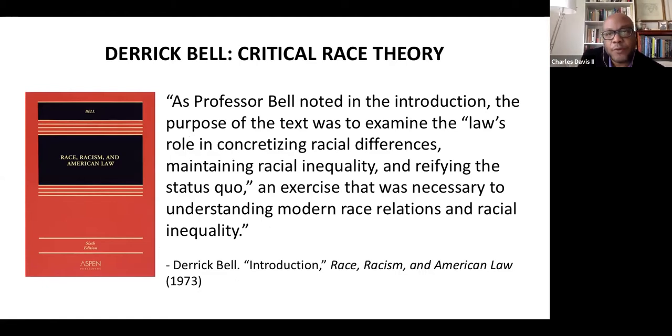He says, as Professor Bell noted in the introduction, the purpose of the text was to examine the law's role in concretizing racial differences, maintaining racial inequality, and reifying the status quo, an exercise that was necessary to understanding modern race relations of racial equality. And Bell and others are really interested in things like Supreme Court cases that literally were asked to define what it meant to be white in America.